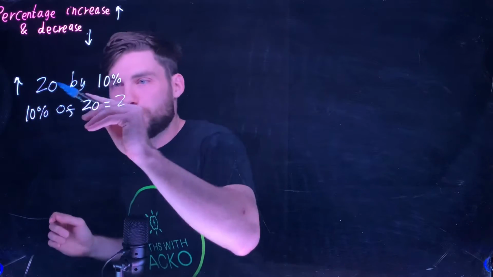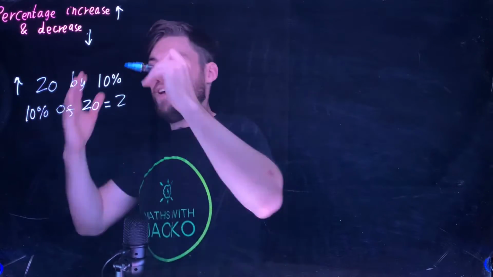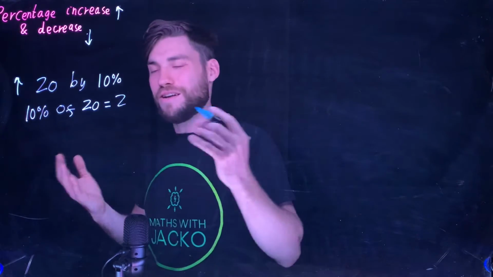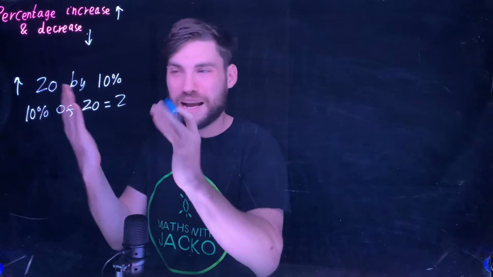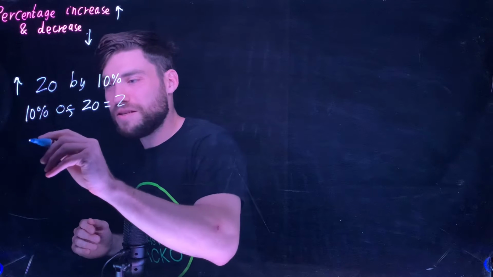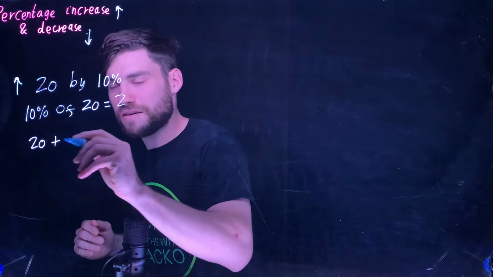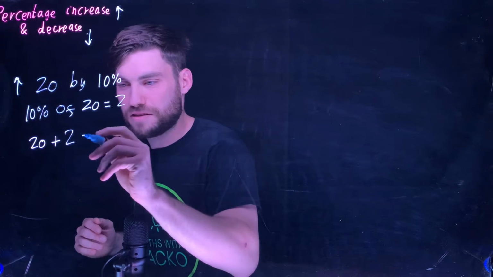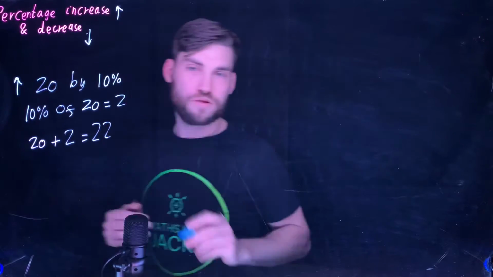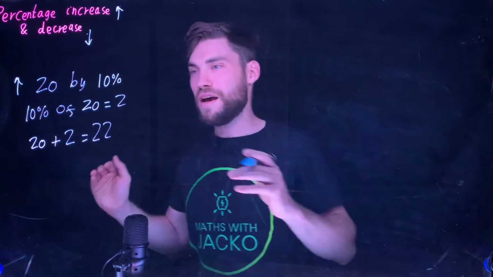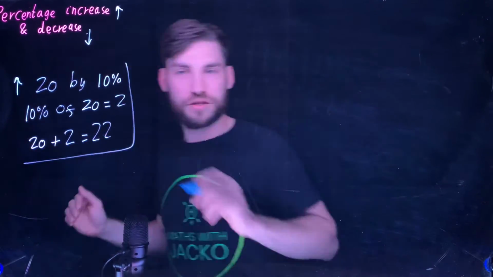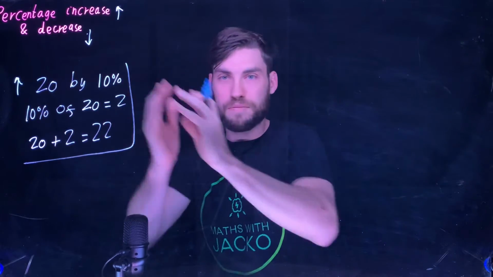So increasing 20 by 10%, 10% of 20 is 2. So all I do then, I find 10% and add it on. So I have my 20 and I add on 2, which is 10%. So my answer is 22. It's that easy, it's just that straightforward. Yet again, I'm going to box things off. So increase 20 by 10%.